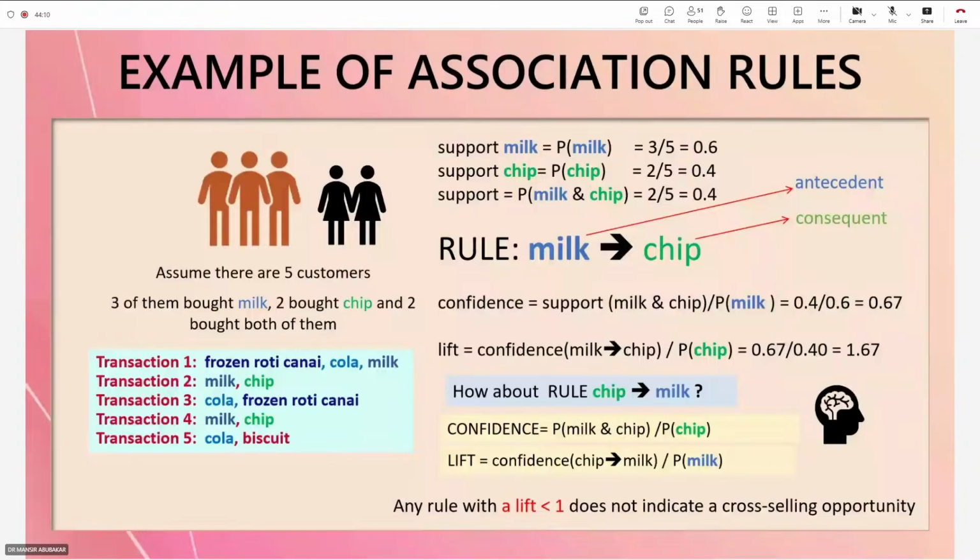So now we can also find out the rule of chief and milk. As I said earlier, it's not necessary that they are always going to be the same, because based on the calculation you can have different methods. So we can find the confidence of milk and chief divided by the chief, and then we can find for chief implies milk also. All these are the ways that we can find them. We can easily find for milk and chief, and then reverse the order and find for chief and milk, because sometimes the result may not be the same.